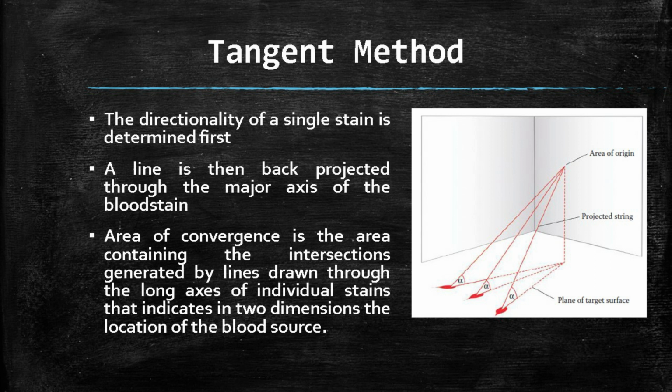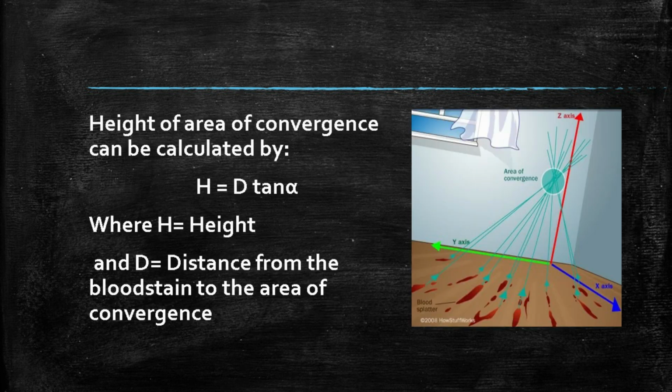In the tangent method, the directionality of a single stain is determined first. A line is then back projected through the major axis of the bloodstain. Area of convergence is the area containing the intersections generated by lines drawn through the long axis of individual stains that indicates in 2 dimensions the location of the blood source. Height of area of origin can be calculated by H equals D tan alpha, where H is the height and D is the distance from the bloodstain to the area of convergence.